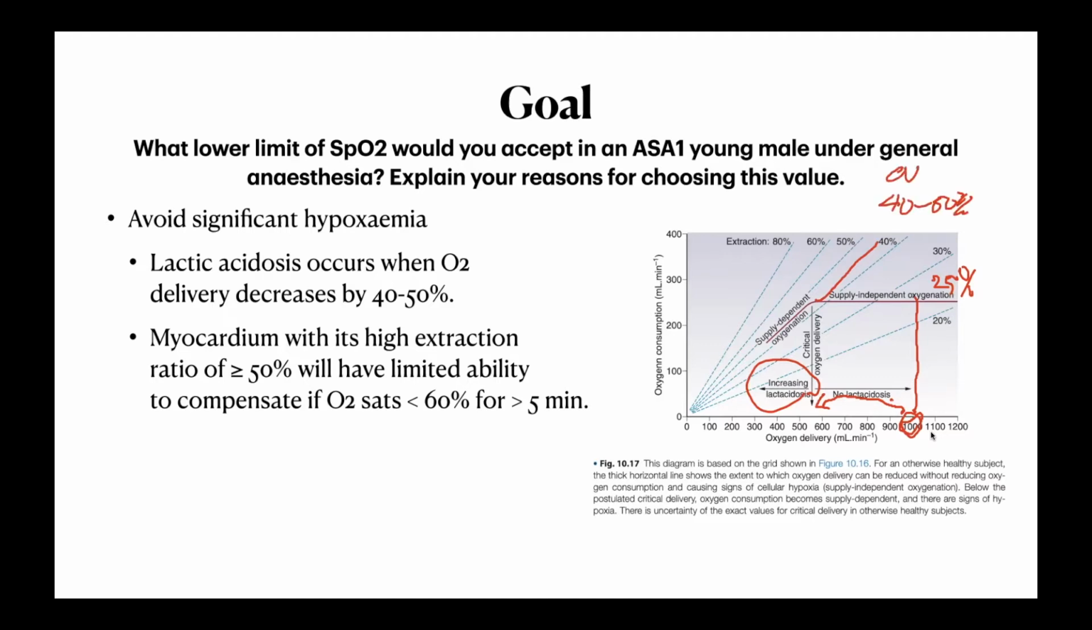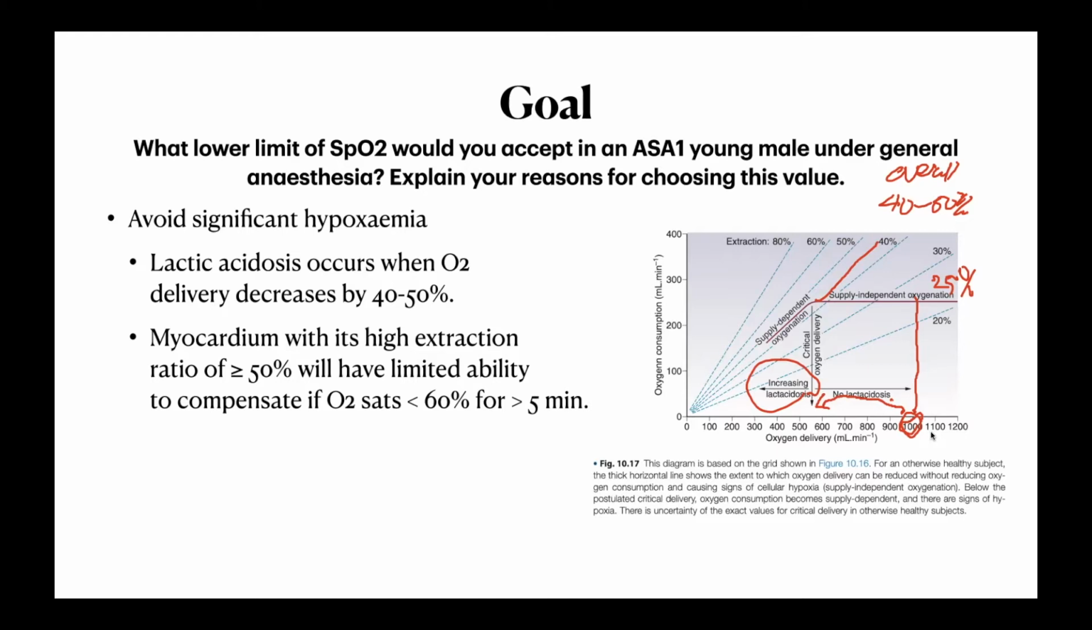So this is overall, because remember, the heart has a very high extraction ratio, and the heart also has that ability to increase it to about 75%. Okay. And, following on from that, the myocardium with its high extraction ratio of more than 50% can only increase to 75%. So it will have limited ability to compensate once your saturations drop to less than 60% for more than 5 minutes. And this is in a healthy individual. It is going to be higher in someone with pathology.